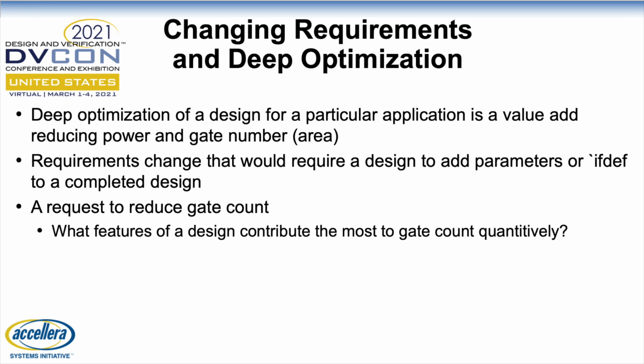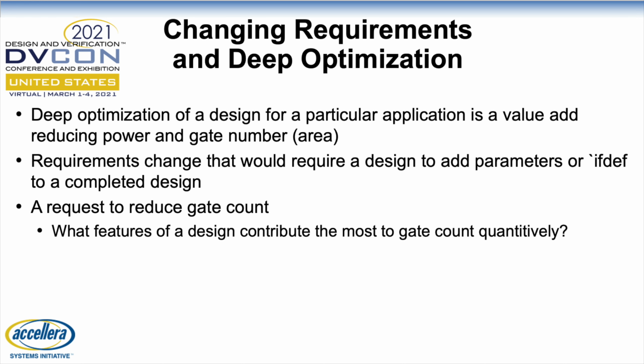Deep optimization of a design for a particular application can reduce power and can reduce gate number, which is the area. And that's a huge thing that we want to pursue. Realizing those deep optimizations is sometimes not worth it. And even trying to attempt to do those deep optimizations, it's not clear if it would result in any optimization. The amount of effort required may do nothing, and that would be a terrible waste of resources.